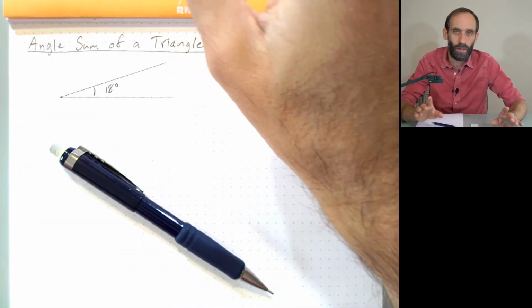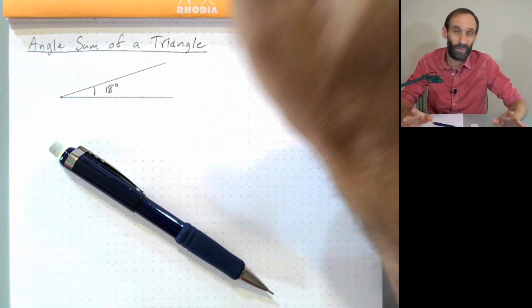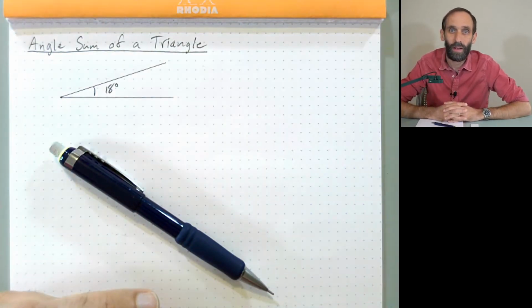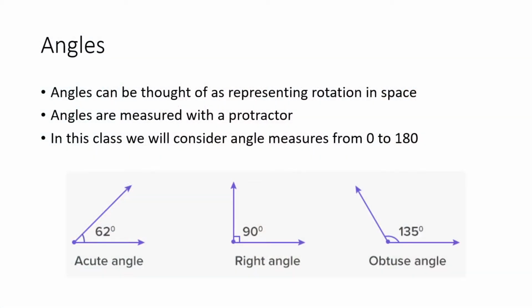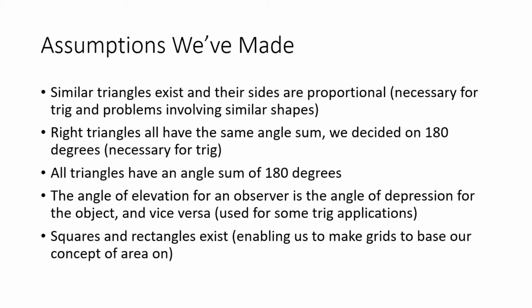Okay, now before we measure the angle sum of a triangle, I want to talk about some of the assumptions that we have made so far in this course. So here are some of the assumptions that we've made. So first of all, similar triangles exist. When we wanted to measure the height of the tree, we took advantage of similar triangles and the fact that they're proportional. So similar triangles exist and their sides are proportional. This is necessary for trig and problems involving similar shapes, like the triangles we use to measure the tree.